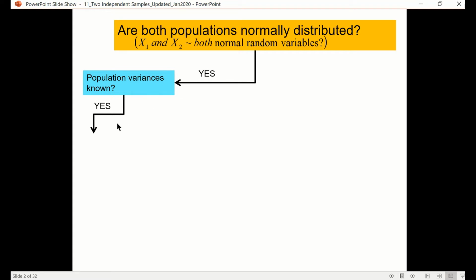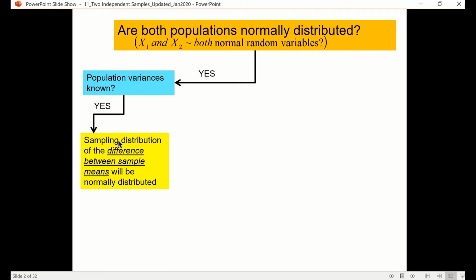If the answer is yes, then the sampling distribution of the difference between the sample means will be normally distributed, and we can use the test statistic as follows: x bar 1 minus x bar 2 minus (mu1 minus mu2), which is the hypothesis value, divided by the standard error. The standard error is the square root of sigma 1 squared over n1 plus sigma 2 squared over n2.